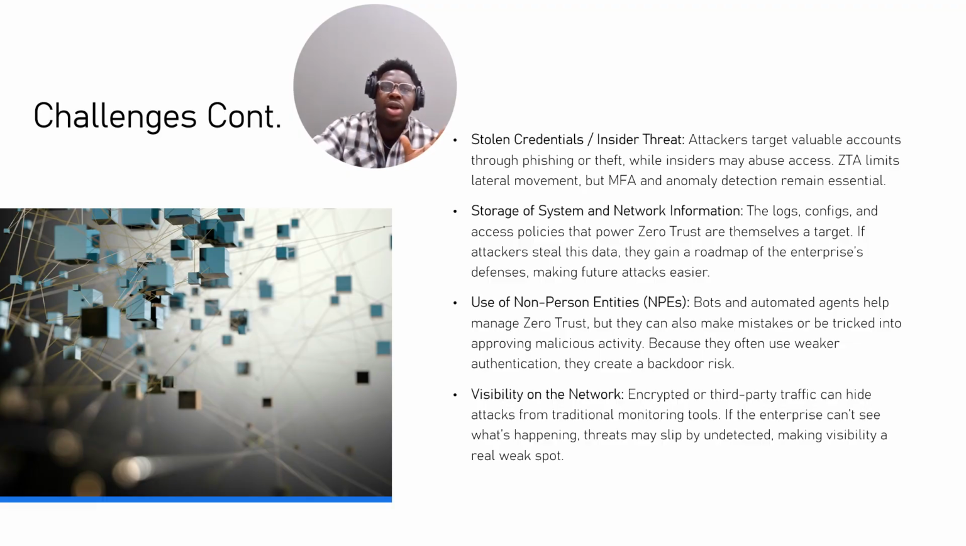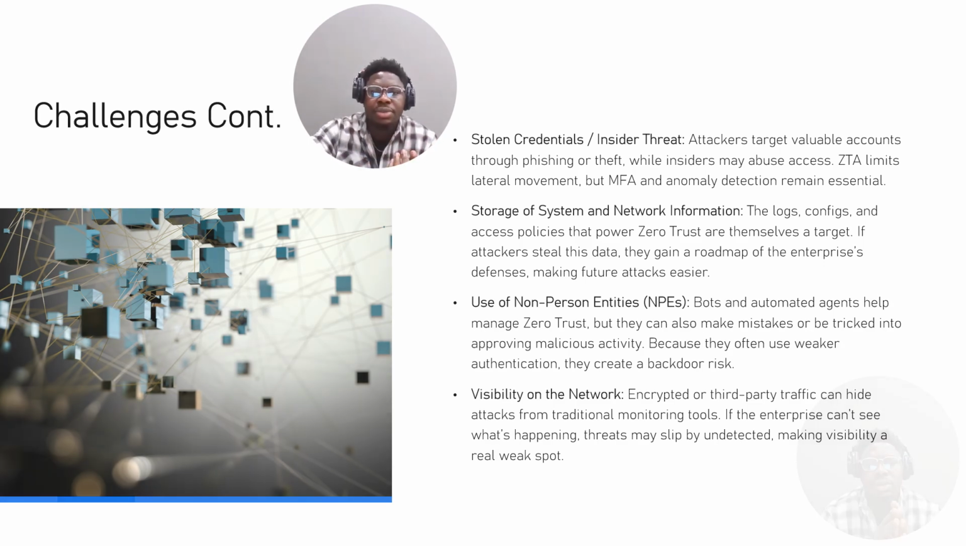While trying to create more secure environments and systems, zero trust implements some bots and automated agents that help manage it. But these bots and automated agents can make mistakes, and they can be tricked into approving malicious activity because they often use weaker authentication. They create something we call a backdoor risk.